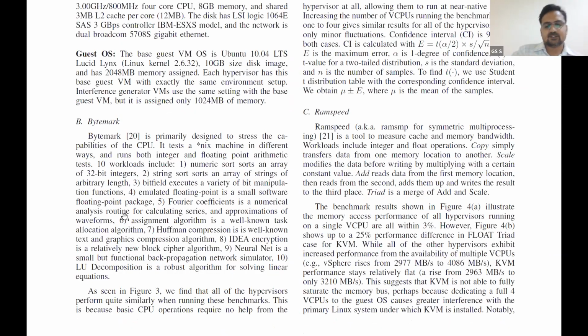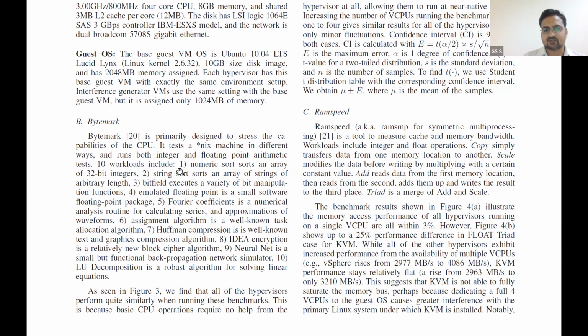So let me go from here, benchmark, and this one. The first tool they use is known as Byte mark. This is freely available. What this tool does: Byte mark is primarily designed to stress the capabilities of the CPU. It tests a *nix, Unix, Linux machine in different ways and runs both integer and floating point arithmetic tests. So it continuously runs floating point and numeric tests.